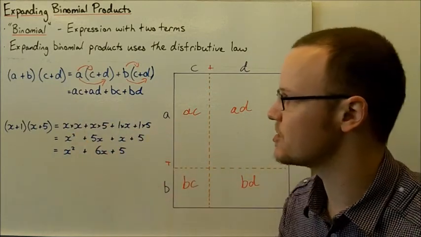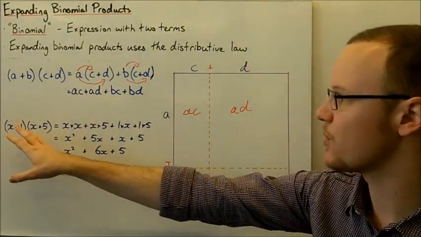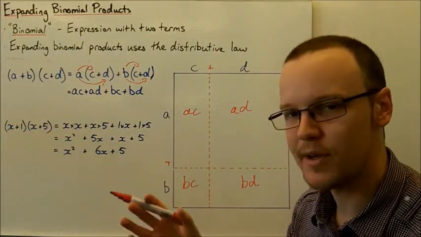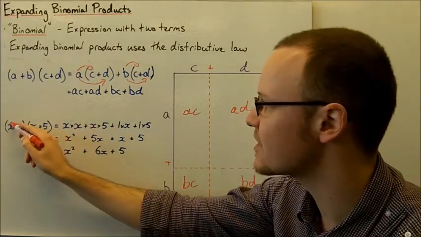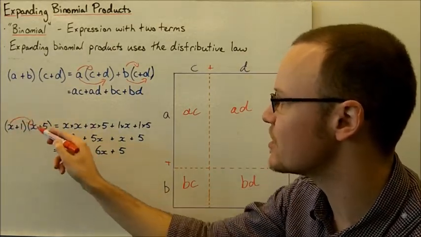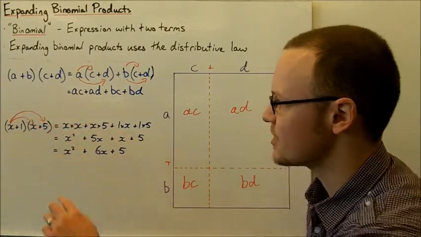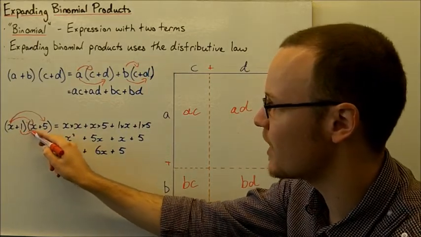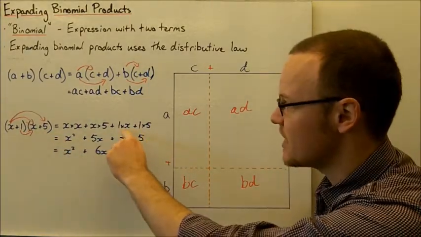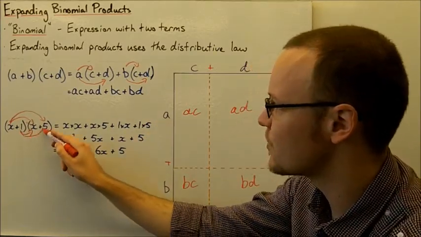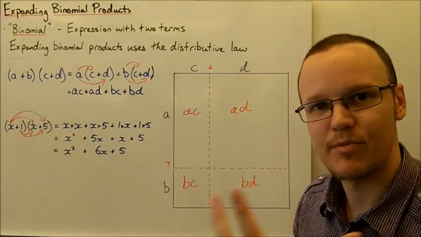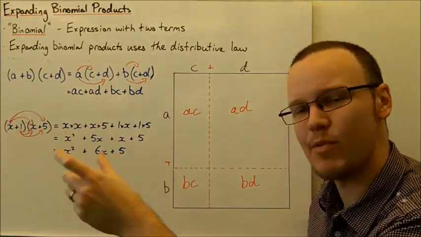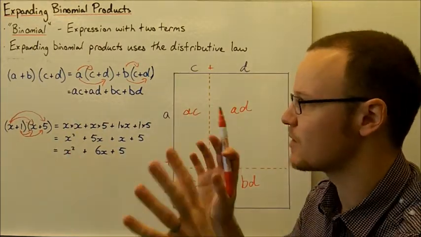Okay, so if we want to expand out this binomial product, x plus 1 times x plus 5, we can just distribute them out. Firstly we do x times x, then x times 5, so we've got x times x plus x times 5, plus 1 times x, plus 1 times 5. We can use these arrows if we need to remember the order to multiply them in. Essentially we're multiplying every term in one by every term in the other, adding all of the terms together.